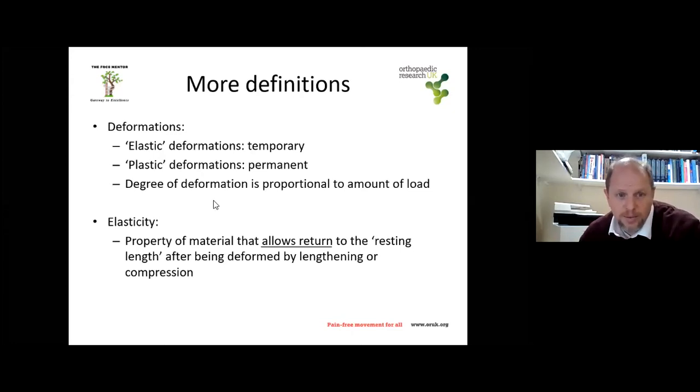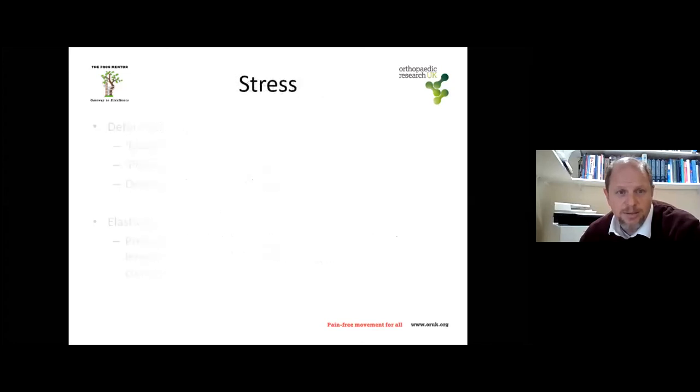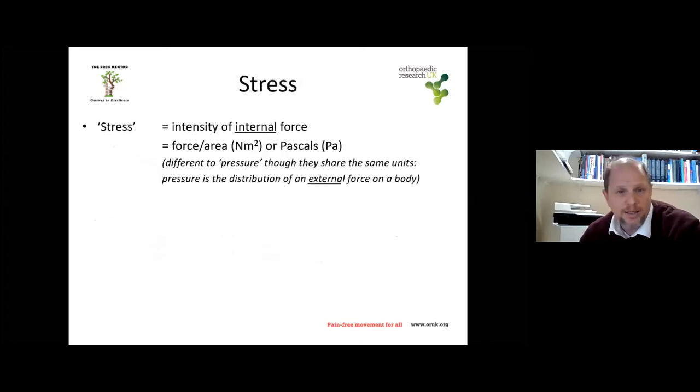So, we'll see that on the stress strain graph as well, but these are just some of the terms that we're going to be looking at. What is stress in a material? It's actually the intensity of an internal force. It's very similar to pressure, and in fact, it has the same units as pressure, which is Newton per meter square or force per area, otherwise known as pascals.